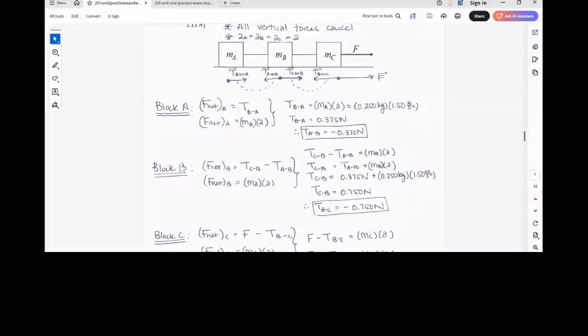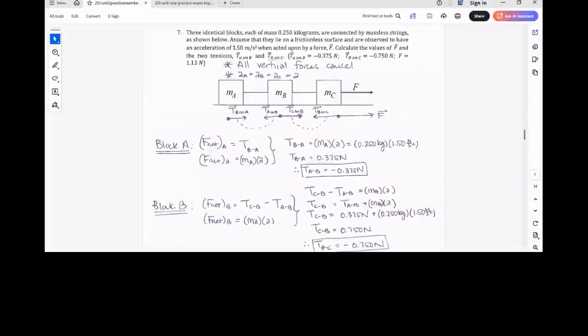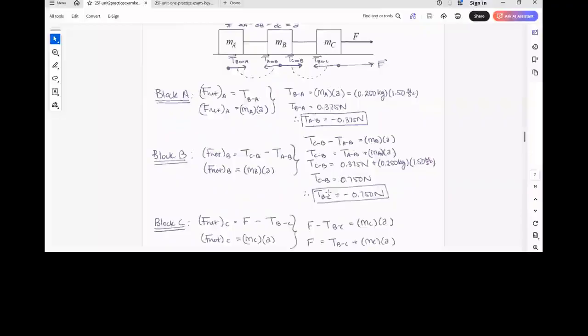And I want to call attention to the fact that this statement down here is just dealing with magnitudes. We do know that the direction of TA on B is going to be a negative from our previous conclusion, but I don't need to count that direction or that orientation a second time. I already made a decision about it right here. So TC on B is going to be 0.750 newtons. We're asked to comment on TB on C, so TB on C is going to be the same magnitude, but it points toward the left, so negative 0.750 newtons. And then finally, we get to the last block in the chain, block C.